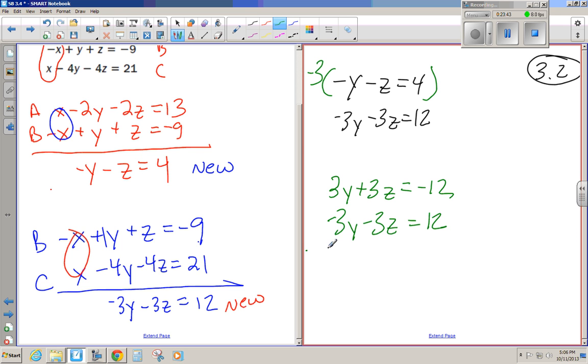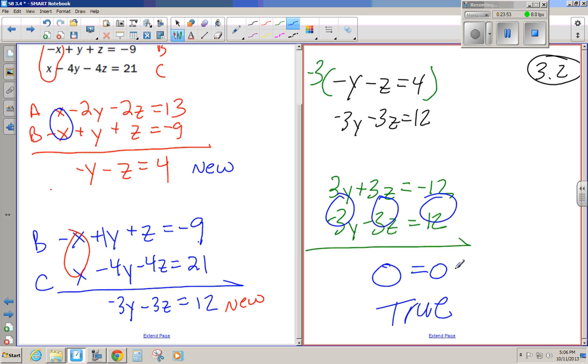Let's add this up. 0, 0, 0. You come up with the identity, or the true statement, of 0 equals 0. When you see a true statement, you say infinitely many solutions, and you are done.